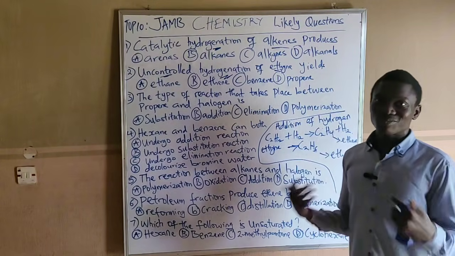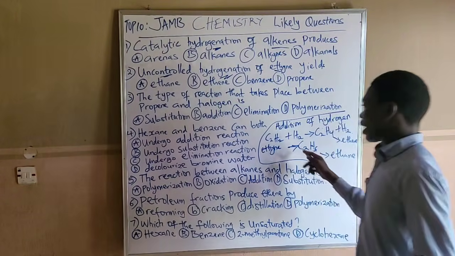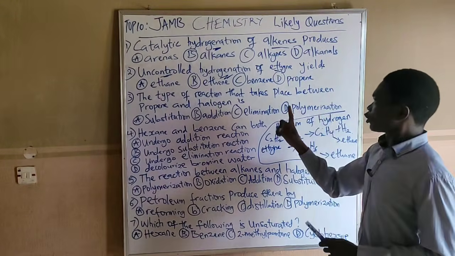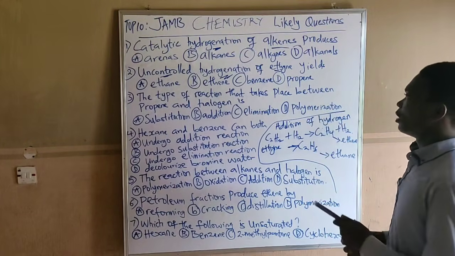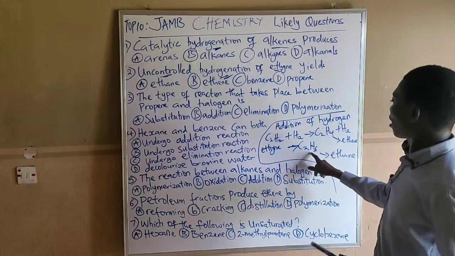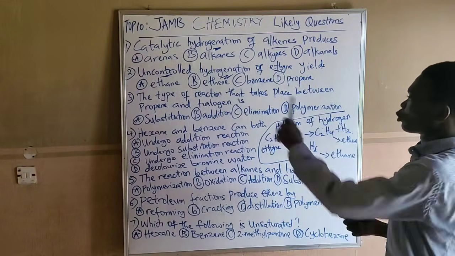But because uncontrolled is mentioned here, it will hydrogenate till it gets to alkane. Alkanes are not reactive again because they are completed already, so when it gets to alkane, it will stop. So uncontrolled hydrogenation of ethyne will give us ethane. This is the formula of ethane. I explained that in question number 1. Okay, let's go to question number 3.